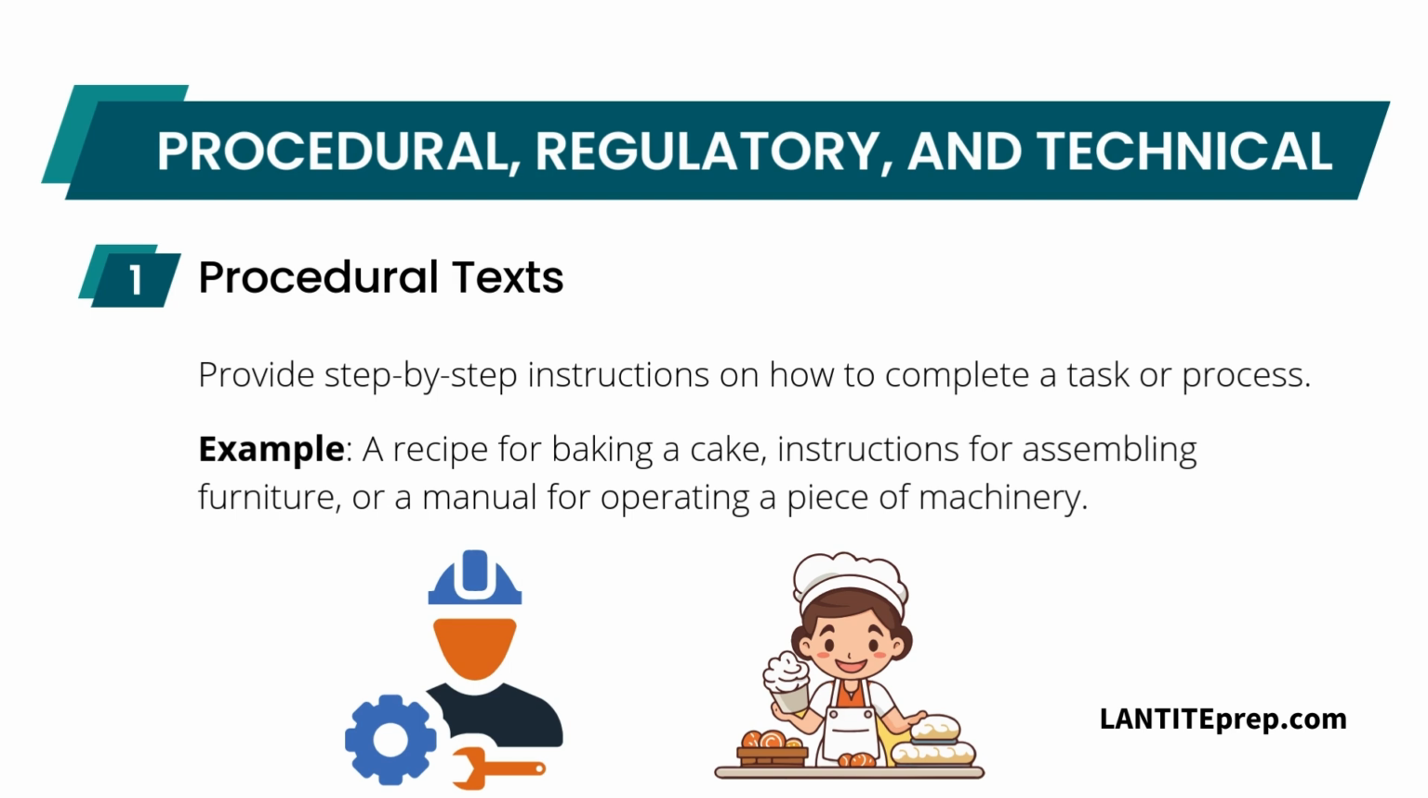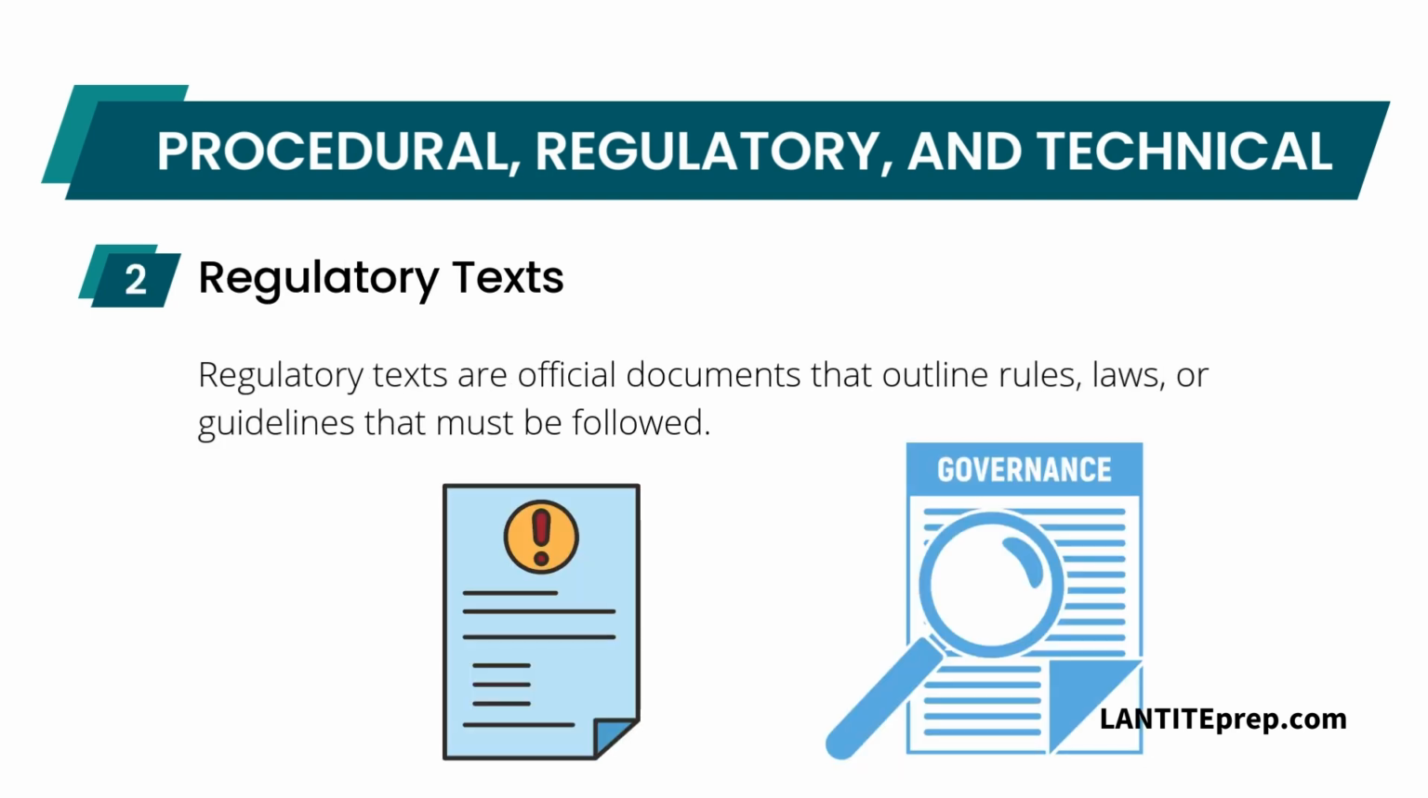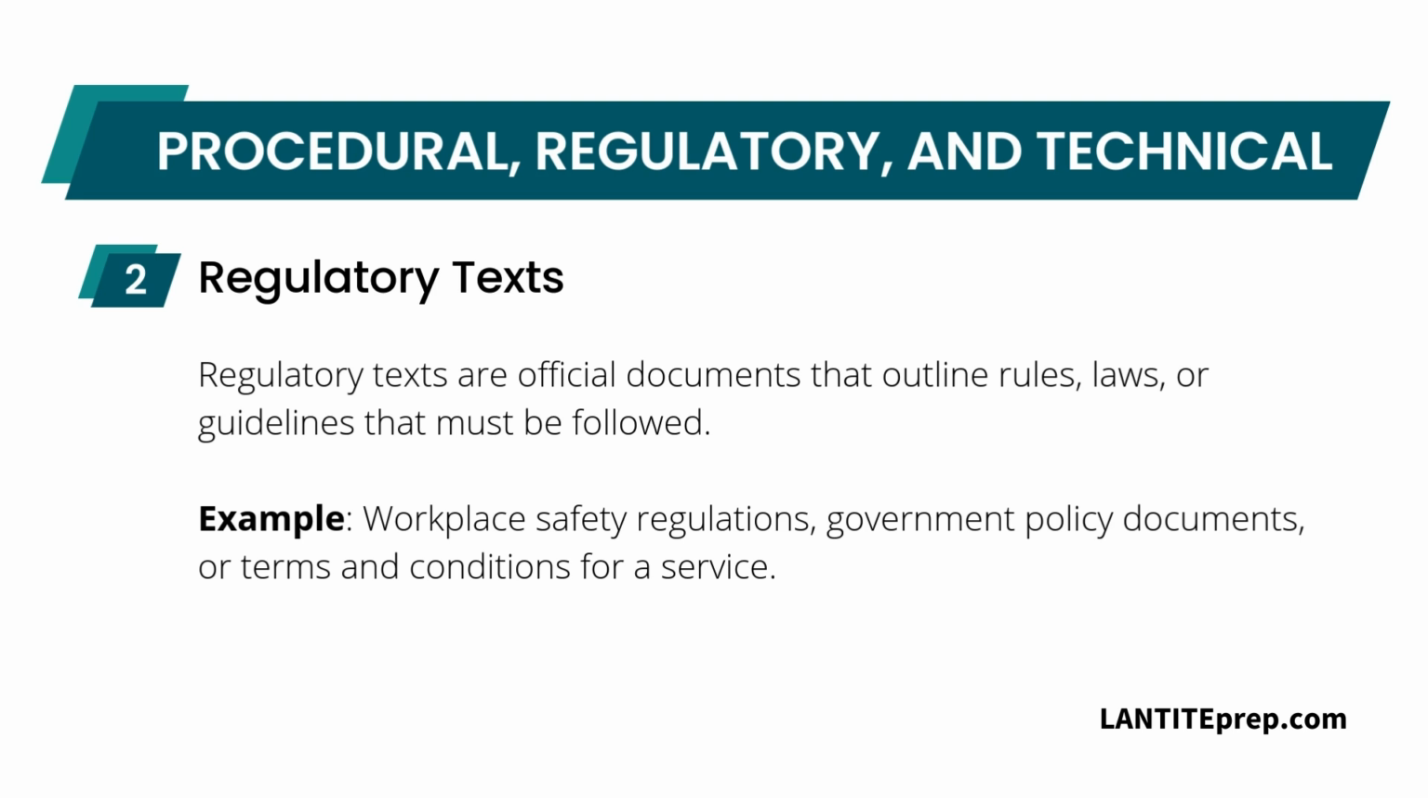Next up, we have regulatory texts, which are official documents that outline rules, laws, or guidelines which must be followed. Examples include workplace safety regulations, government policy documents, or terms and conditions for a service.